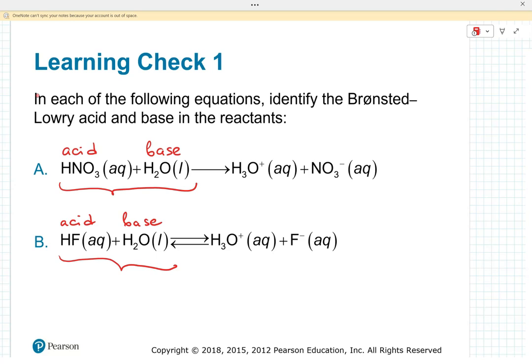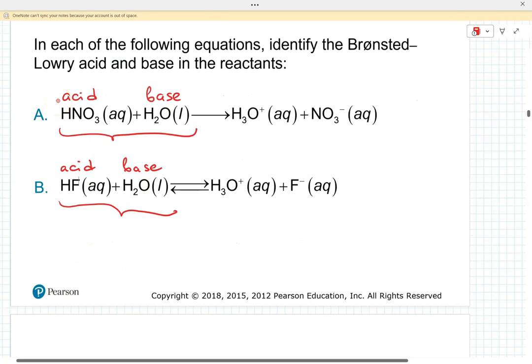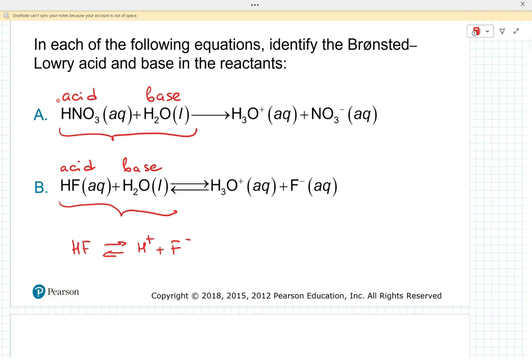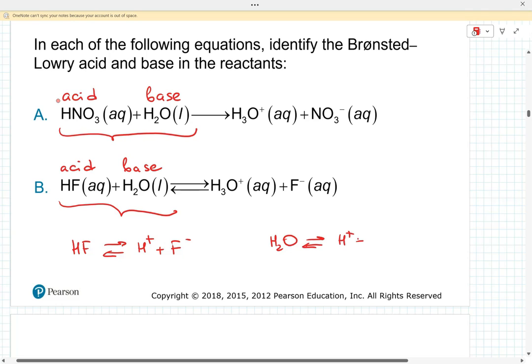This is a really good question, and I'll explain why. If we look at a solution of hydrofluoric acid, it dissociates. So a little bit of it forms this. Does that make sense? Water, if you take absolutely 100% pure water, will do this.